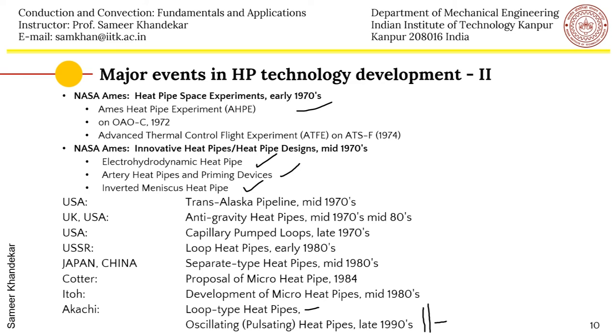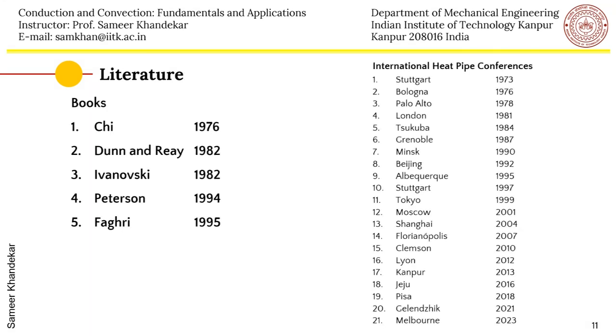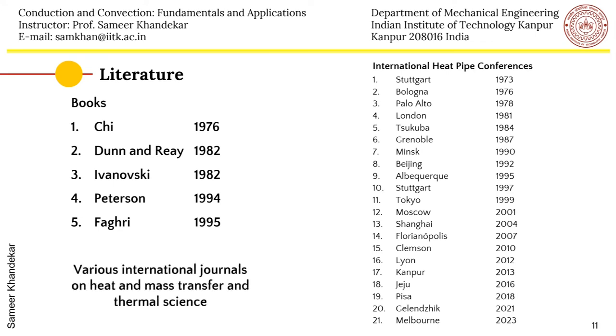The literature is available in many different forms. Of course, the International Heat Pipe Conference started in Stuttgart in 1973 by Professor Manfred Groll. And then this popular conference of the heat pipe community has traveled throughout the world. As you can see, it was also held in 2013 in Kanpur, at IIT Kanpur, in fact. And now in 2023, it will go to Melbourne in Australia.